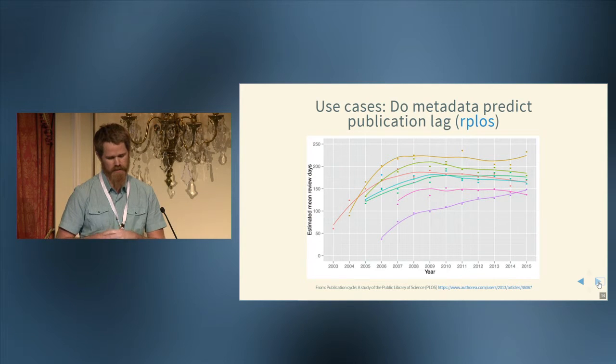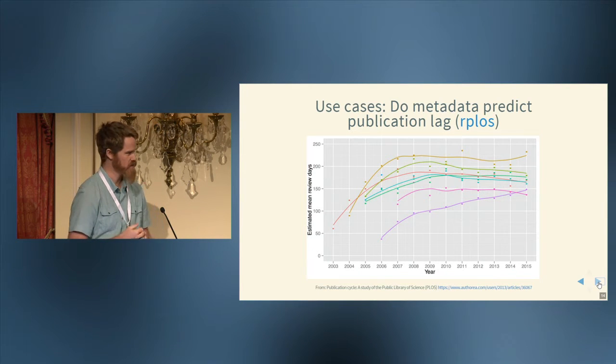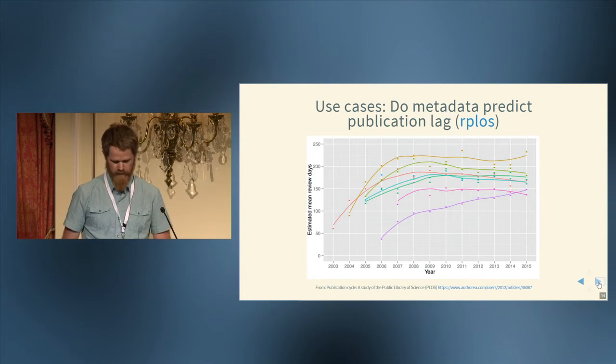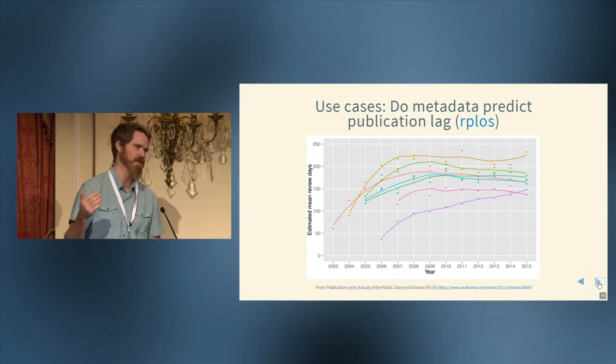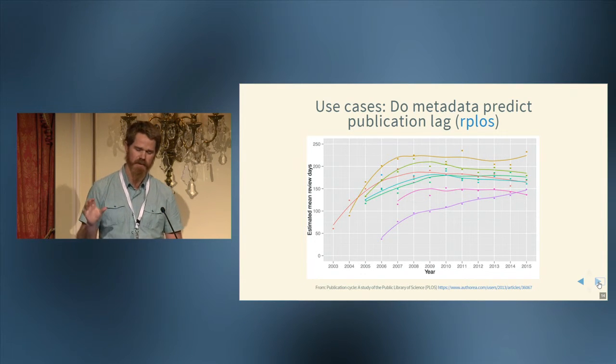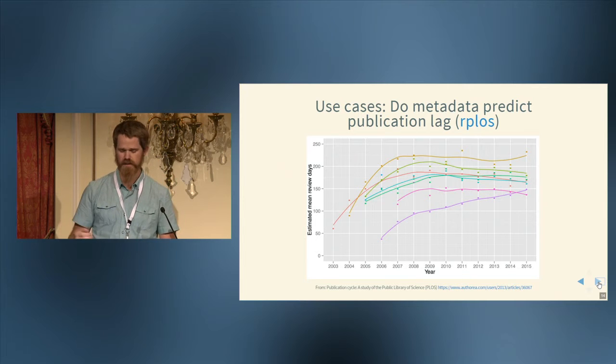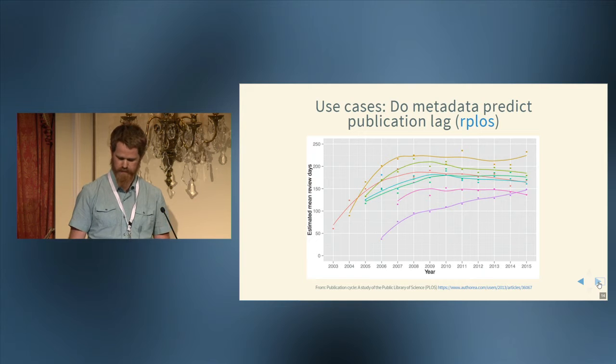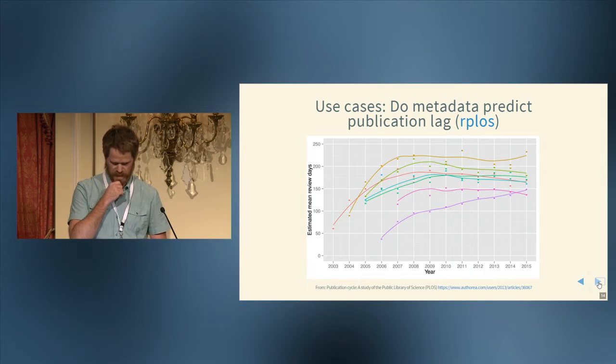And this question was, do metadata predict publication lag? This is a case where they don't need full text. They could just use metadata, like the metadata that Crossref provides. This happened to be with the PLOS Search API, but the same thing could happen with Crossref. In this figure, they're showing some of the estimated mean review days, the time between when the paper was submitted and when, I can't remember if it's when review is done or when the paper is actually published, but anyway, they found some patterns, et cetera. I think this is the last one.